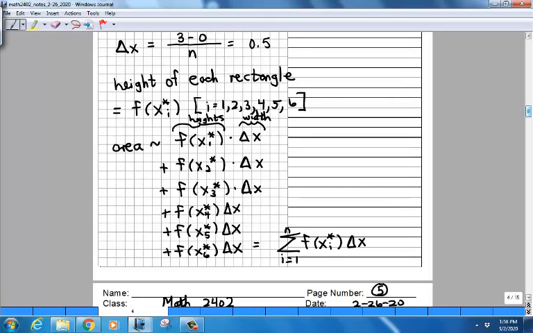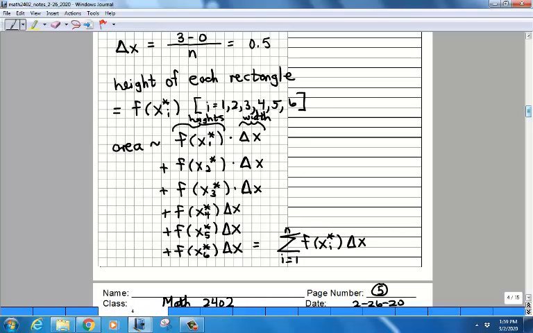Okay, so there's the height of the first rectangle. There's the width of the rectangle. There's the height of the second rectangle. There's the width of the second rectangle. There's the height of the third rectangle. There's the width. Height, width, height, width, height, width. Add all those together, and that gives you an approximate value, only approximate, but we think it's pretty close, for the area beneath that curve.